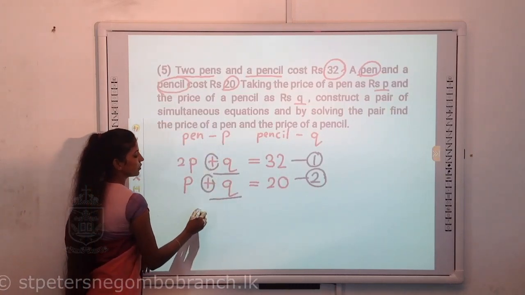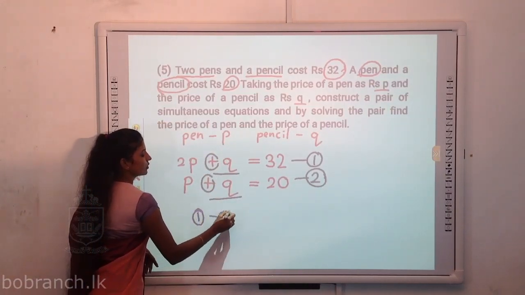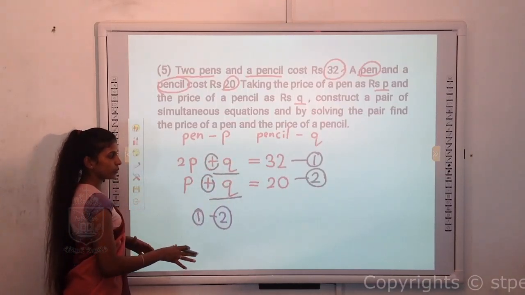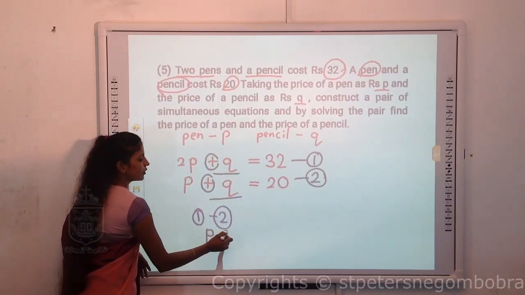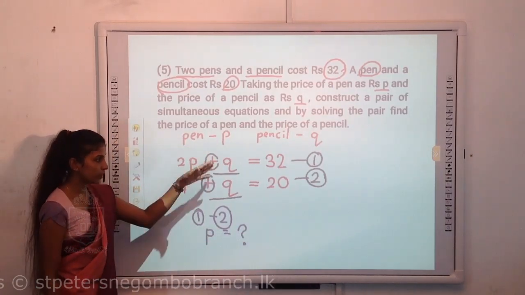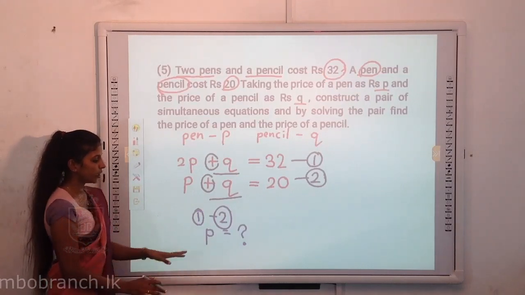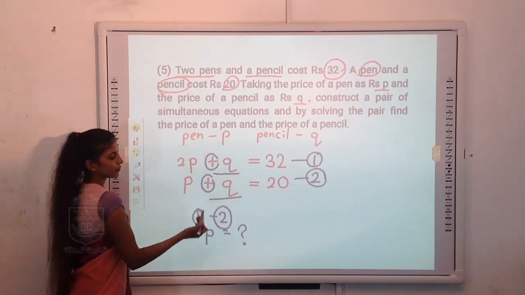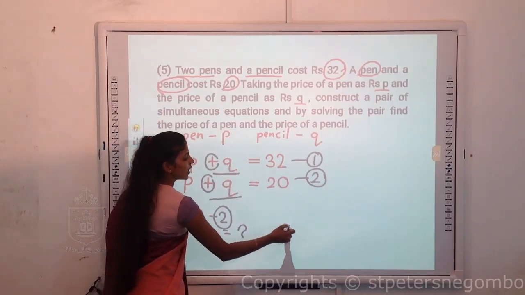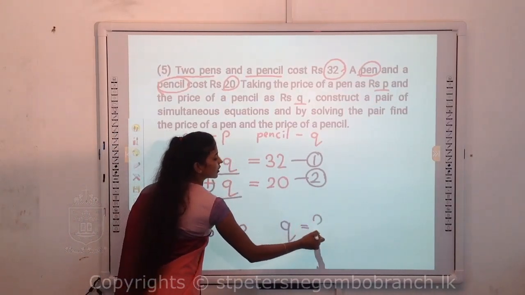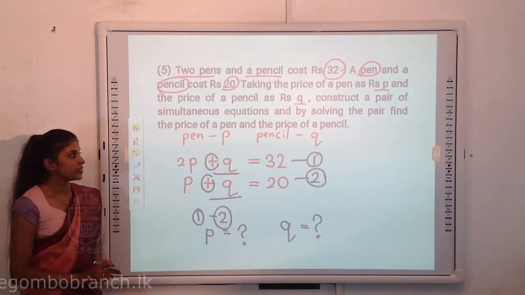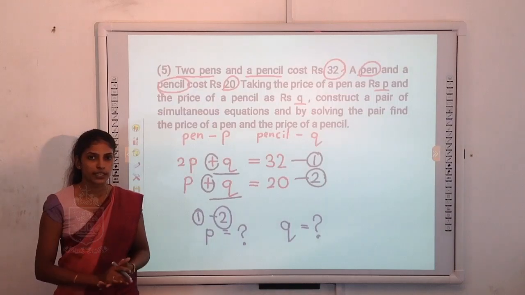If the signs are same, you have to subtract the 2 equations like this, and Q will be eliminated from this equation and you will get the answer of P. So you have to find it. Subtract the 2 equations, eliminate Q, find the value of P. P means price of a pen. And then substitute that value to any of the equations and get the value of Q. That means price of a pencil. So that is the way of simplifying simultaneous equations.